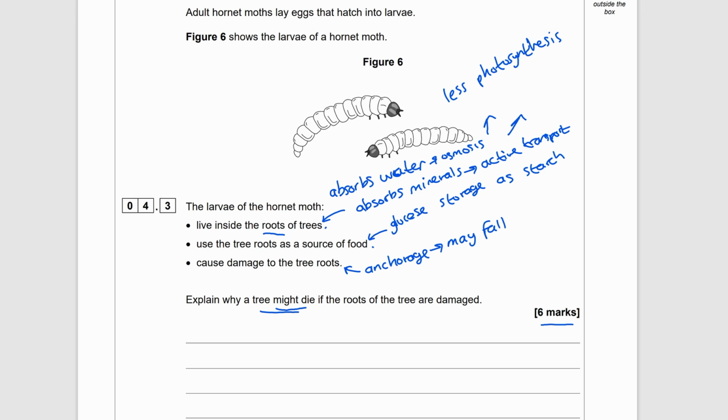Absorbing minerals, the problem with a lack of minerals is some of the glucose combines with nitrates, and then that helps to make amino acids, which helps to make proteins. So if there's less minerals, there may be less nitrate, so there'll be less amino acids or less protein. And then that's going to prevent growth of the tree. If there's less glucose storage as starch, that means there may be less respiration, because the plant and the tree needs to respire.